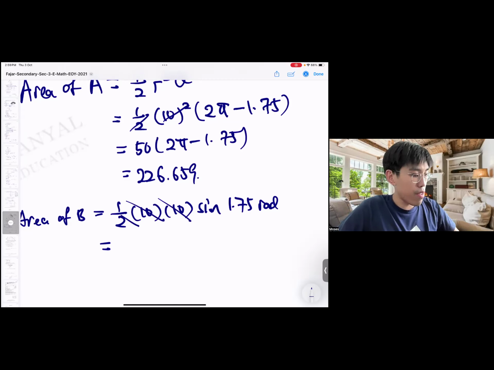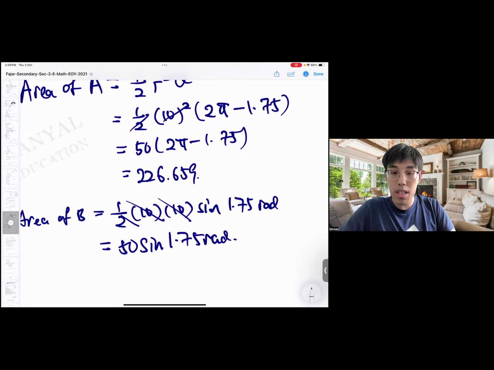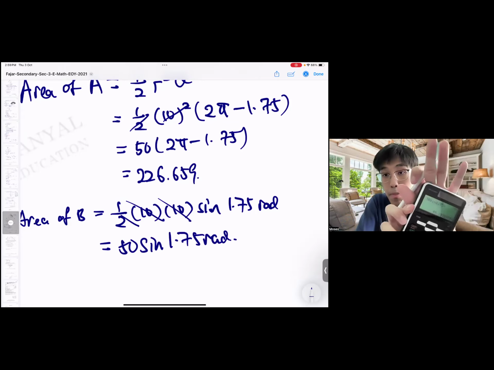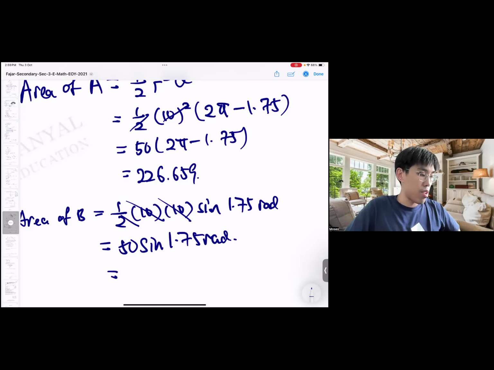So now you are ready to key this into the calculator. Same thing, this one becomes 50. So it's 50 sine 1.75 radians. 50 sine 1.75, you'll get 49.19. This one is a very nice number. Write it down.